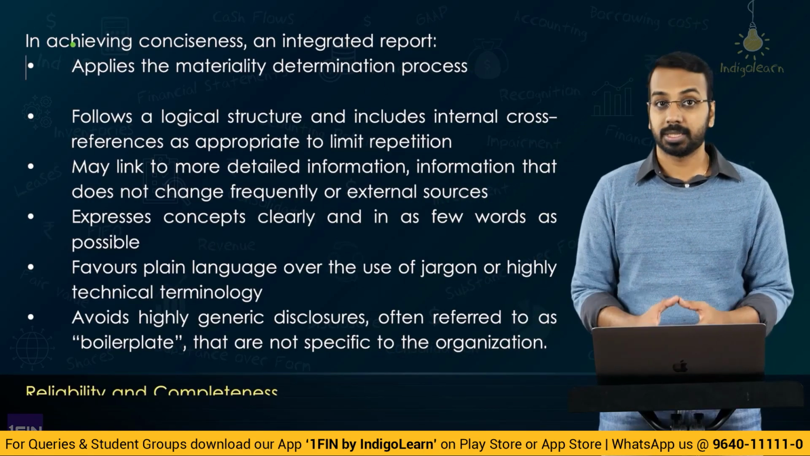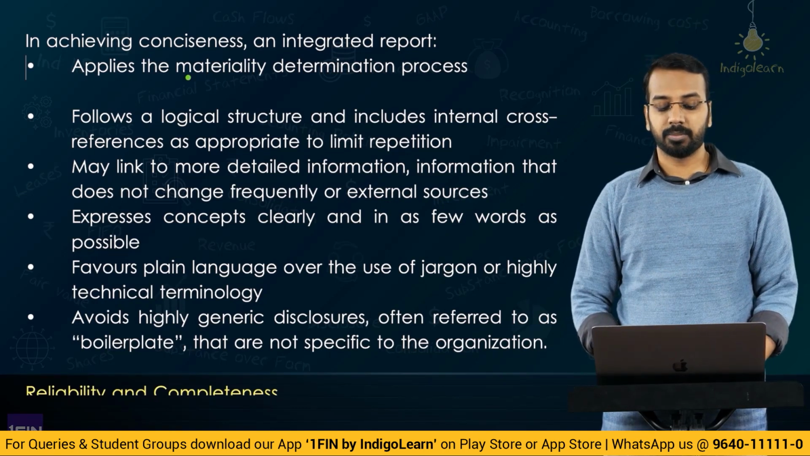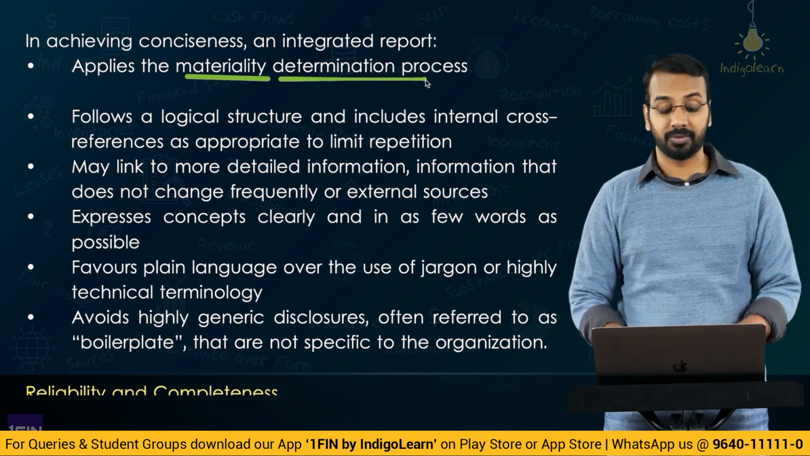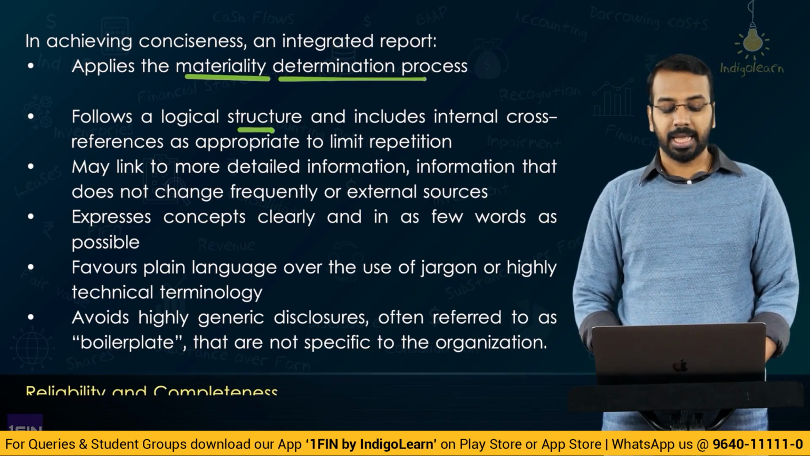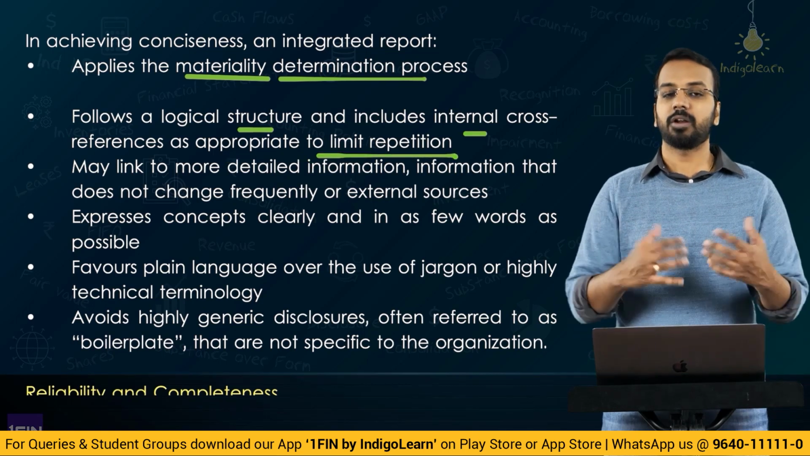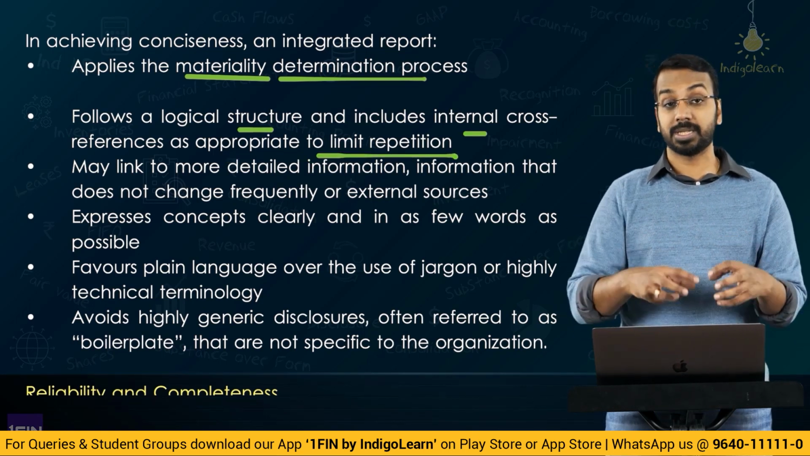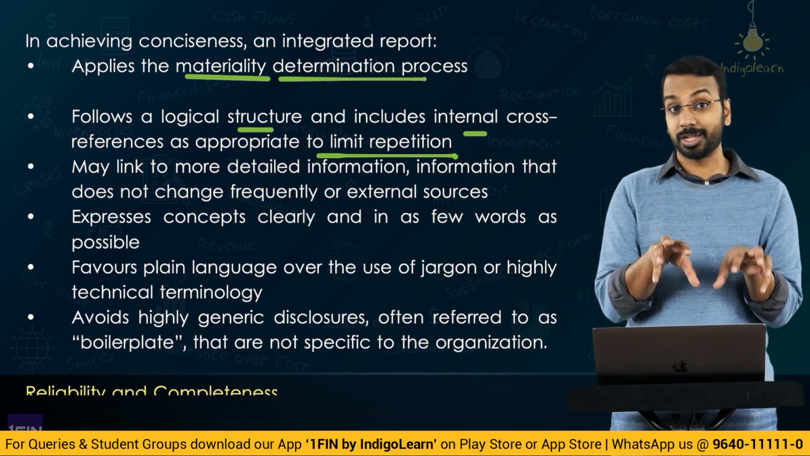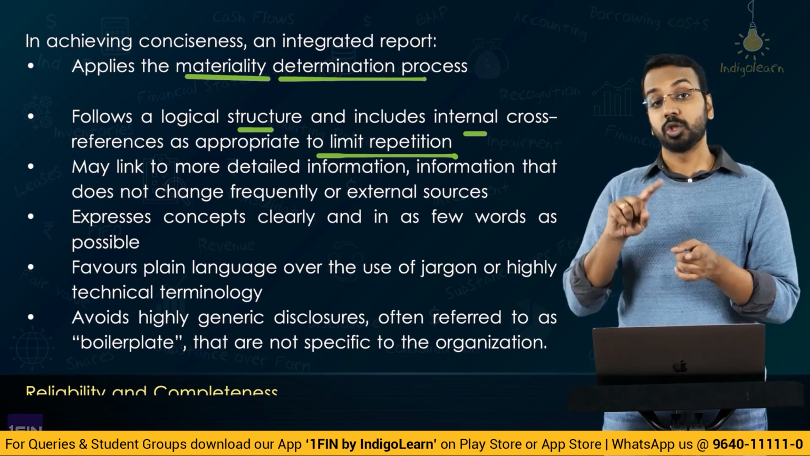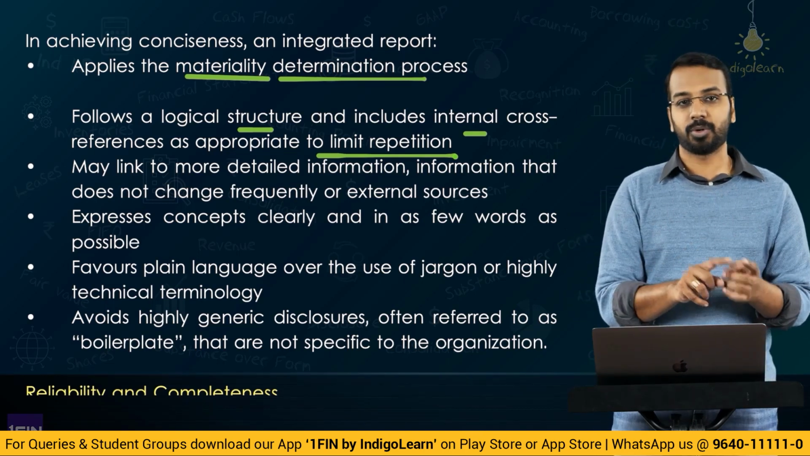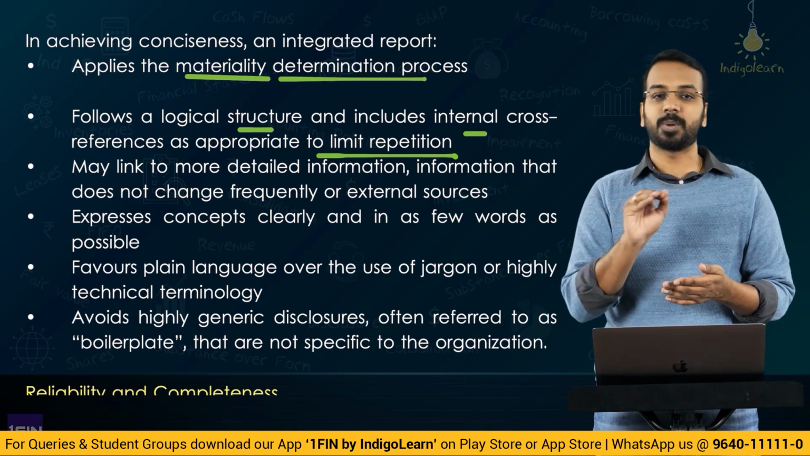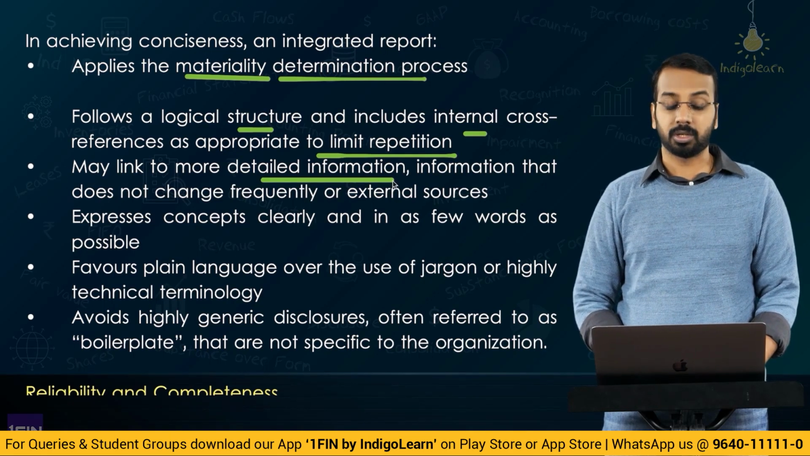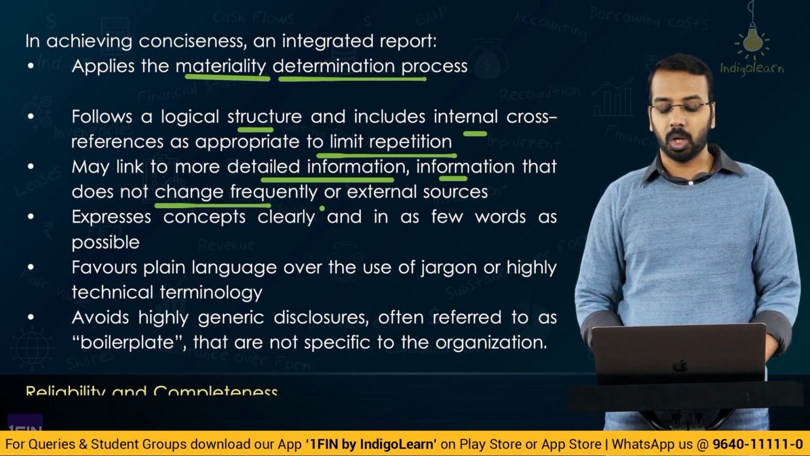Now, how can we make a report concise? By applying materiality principles. We can apply the materiality determination process and only present those matters which are material. Don't present anything and everything. Then you can have a logical structure and cross references to limit repetition. A lot of times the same thing has to be presented at multiple places, right? So you can have a cross reference. For example, things related to ratios. Those ratios you would have calculated at a particular place. They can be linked to the integrated report, saying that for these ratios, you can refer to this particular page or section. Then it may link to more detailed information, to information that does not change frequently, or to external sources.